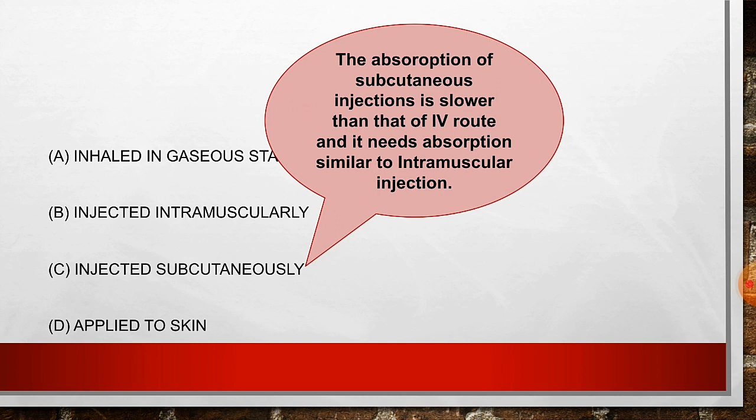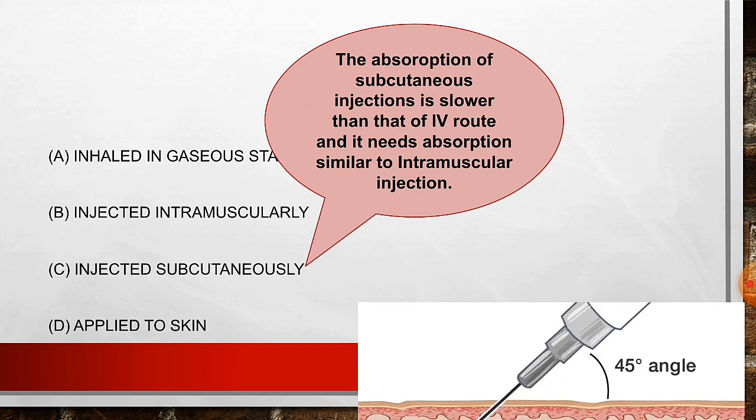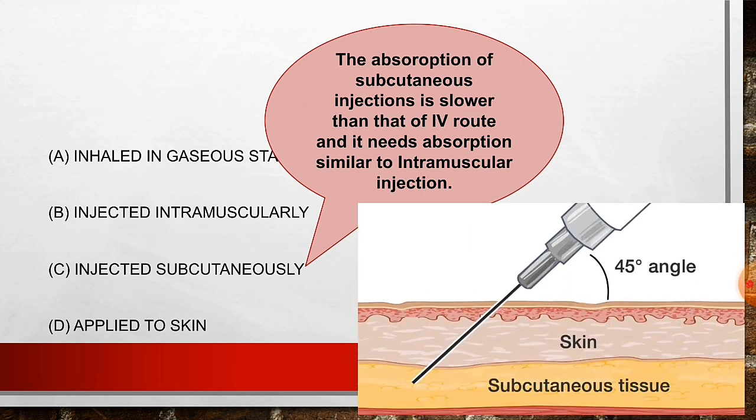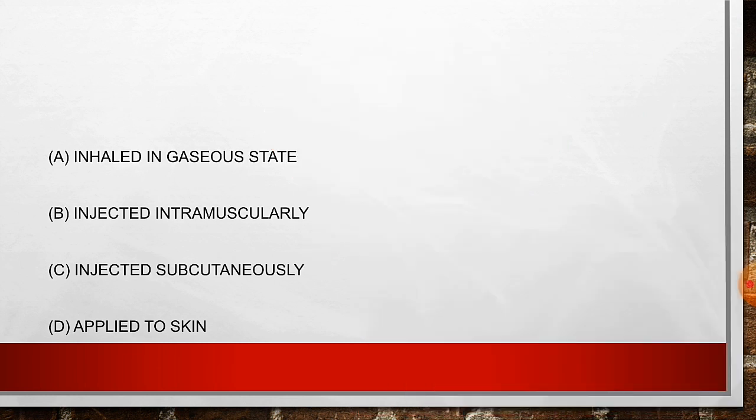Now about the third one, that is injection into the subcutaneous area. The absorption of subcutaneous injection is slower than that of the IV route, and its absorption is similar to intramuscular injection. So here it is very clear that it is a little slower than IV. So this is not the answer. Here you can see that the subcutaneous layer is just beneath our upper skin.